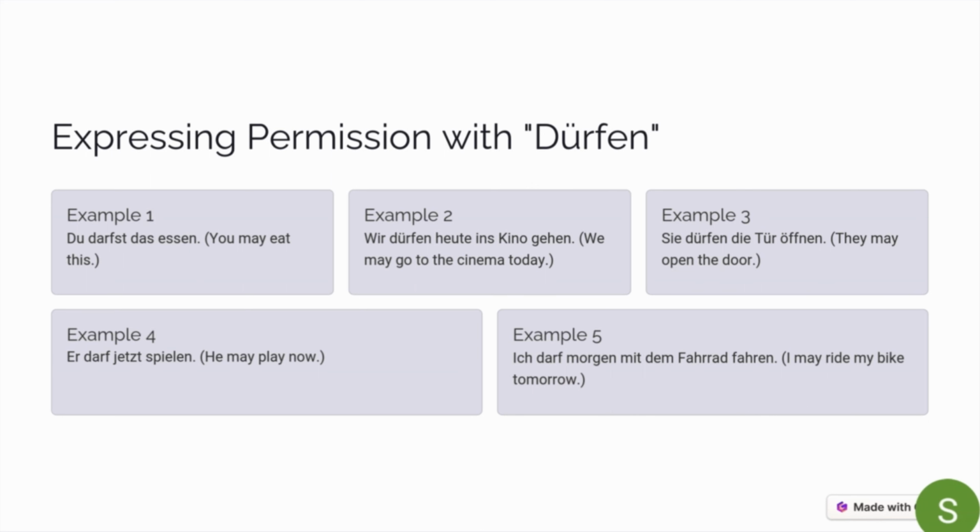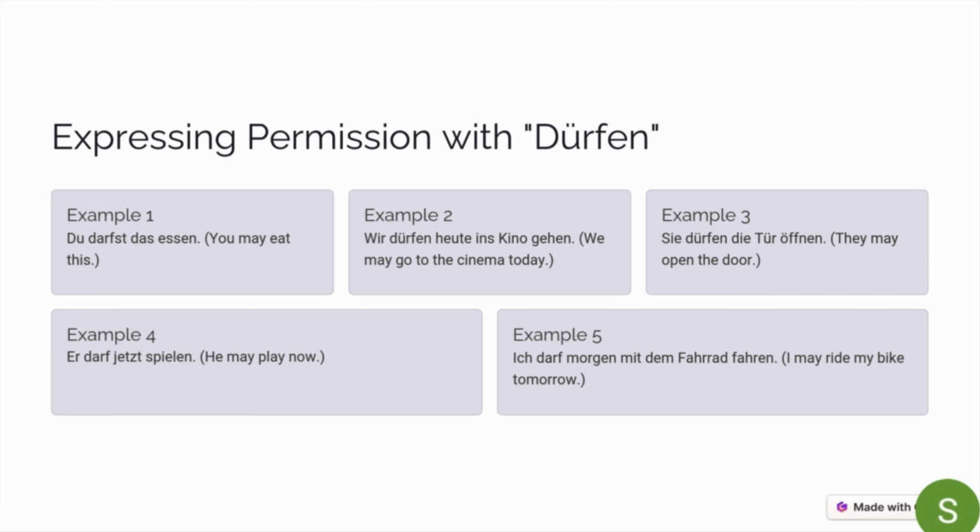Example 2. Wir dürfen heute ins Kino gehen. We may go to the cinema today. Example 3. Sie dürfen die Tür öffnen. They may open the door. They may, that's a permission granted. They are allowed to. They may open the door. Example 4. Er darf jetzt spielen. He may play now. Example 5. Ich darf morgen mit dem Fahrrad fahren. I may ride my bike tomorrow. He is allowed to ride the bike. He may ride the bike.